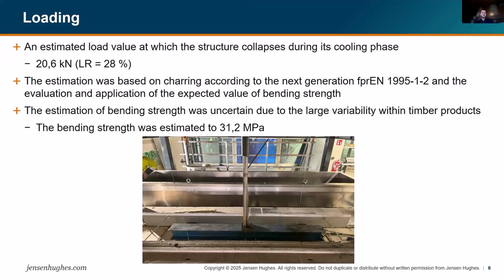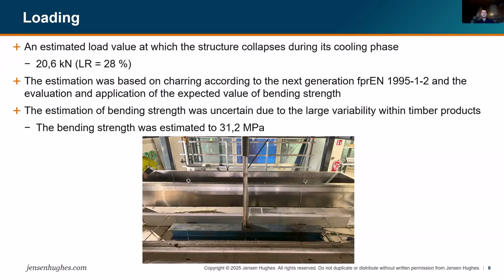About the loading conditions, we estimated the load value at which the structure would collapse during its cooling phase. The used loading was 20.6 kilonewtons, which corresponds to approximately 28% load ratio of the maximum capacity calculated at normal strength. The estimation was based on the next generation Eurocode 5 and the evaluation and application of the expected value of bending strength.